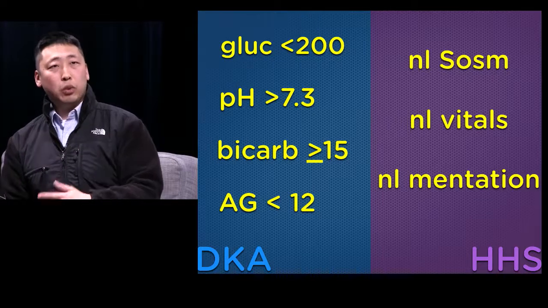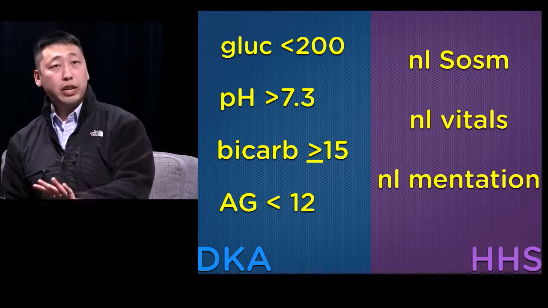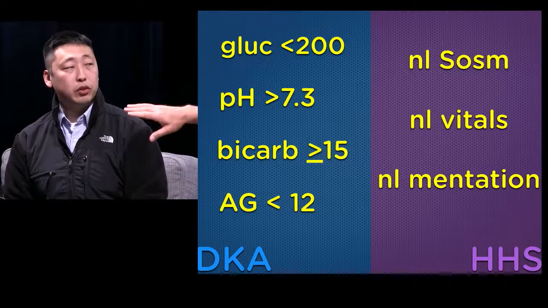For HHS, really it's actually based off of clinical picture. So in addition to normal serum osmolarity, you have normalized vital signs, normal mentation. Typically your glucose should be less than 300. So go through that again because I was fast.